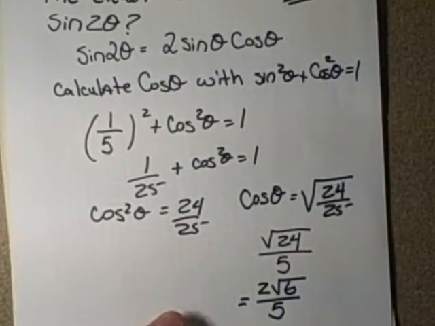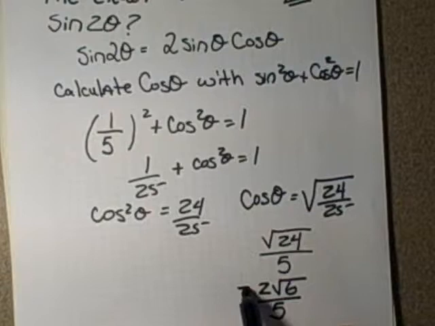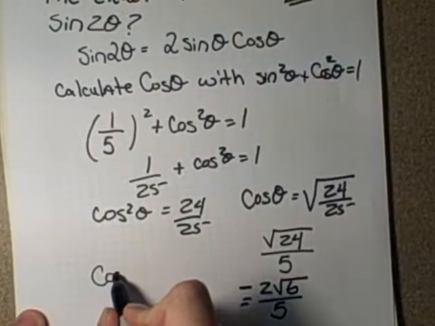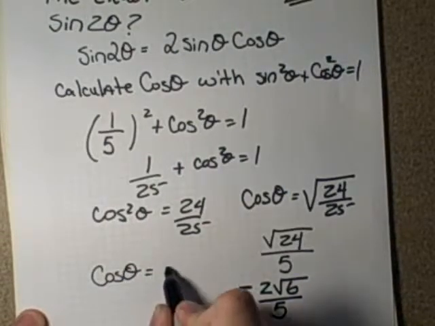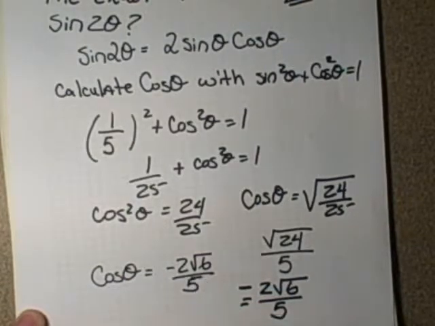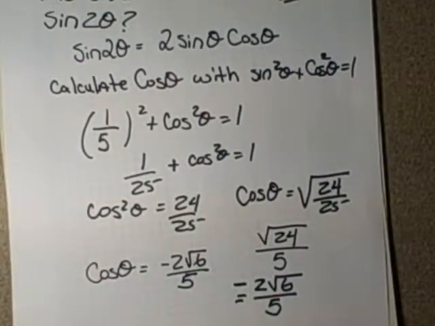Now that is not an exact value that's correct yet, because we have to check the sign. In the second quadrant, we know that sine is positive and everything else is negative. So since we're doing cosine, this is a negative value. So we're half done. We now know that cosine theta equals negative 2 root 6 over 5. Now we just plug our values into the double angle identity formula.